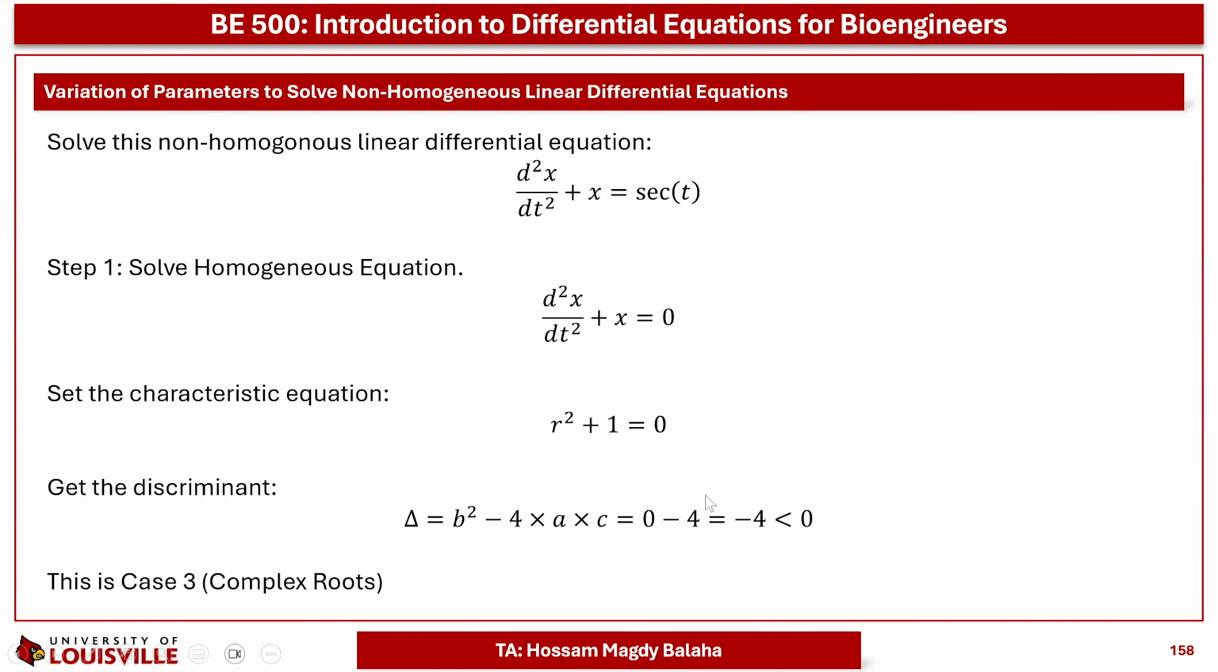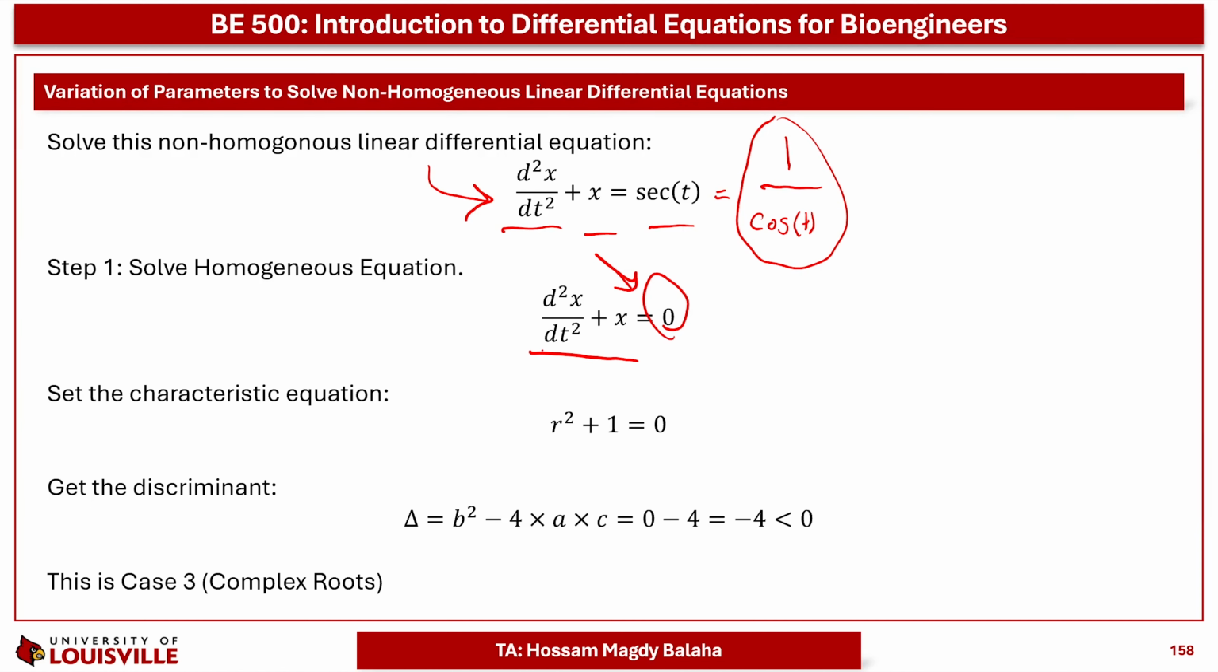To understand these steps, simply let's solve an example. We have the second derivative plus x equals sec of t, and sec of t equals 1 over cosine of t. Just keep this in mind as we are going to get the benefit of this later. As we noted, first step, solve for the homogeneous equation by setting f of t equals 0 and solve this.